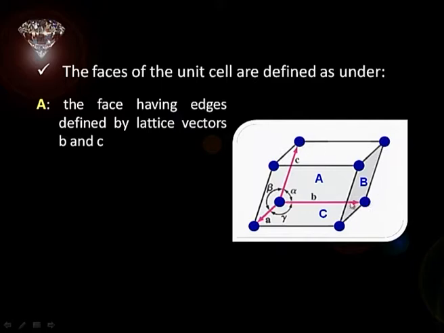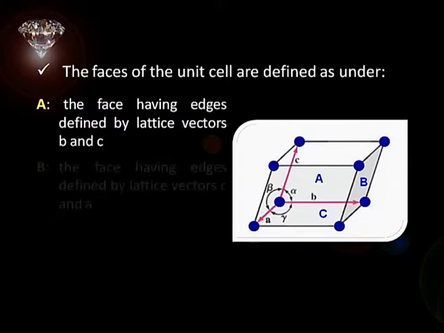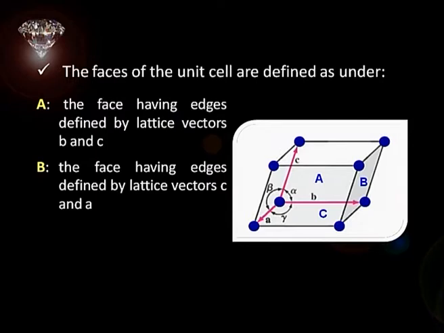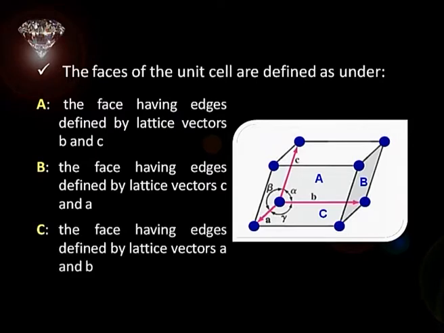So any face which is created by these 2 vectors will be my A face. That is because typically what you see is A, B, C, alpha, beta, gamma. A face will be between B and C, B face will be between A and C, and C will be between A and B. Okay. So, that is how it is done. So, B face is between C and A and C is between A and B. So, you just take A, B, C, remove one, the rest of two are going to define that particular face.